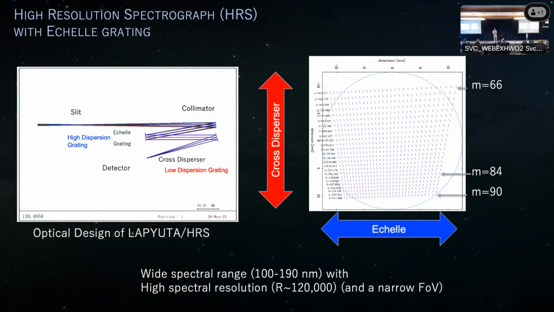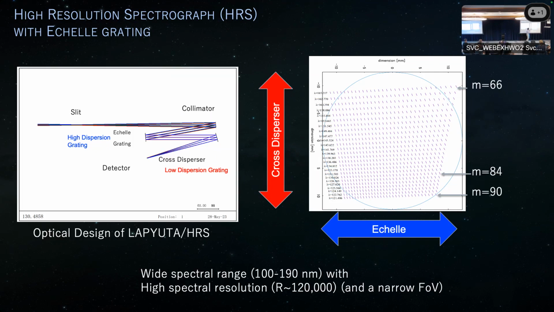And about the high resolution spectrograph we are working on. This is a very simple figure, but it is an example of the optical design of the high resolution spectrograph with the HL mode. This is an example for the LAPYUTA mission, a 60 centimeter UV space telescope study in JAXA. In short, we have two gratings to get a wide spectral range with a high spectral resolution. We have two gratings: the high dispersion grating named HL and a low dispersion grating called the cross disperser.